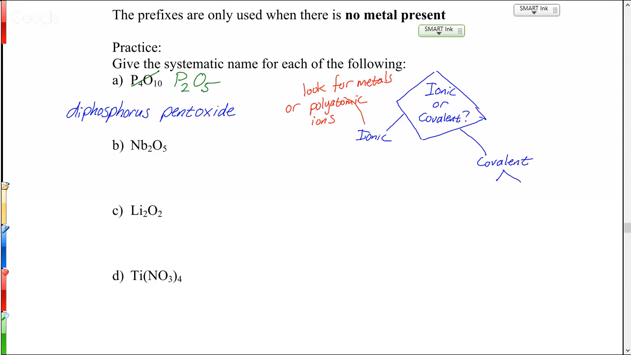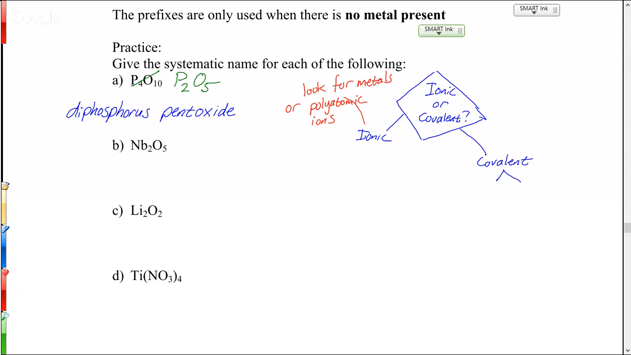Two phosphoruses, five oxygen. Now this method of naming the covalent where you put the prefixes, everybody likes that one because it's pretty straightforward. You find the prefixes, you put them in there. The danger is wanting to apply that where it's not appropriate, which is when there's a metal, when it's ionic. So let's look at the next one. We got P2O5, the next one's Nb2O5. Can we just call that diniobium pentoxide?